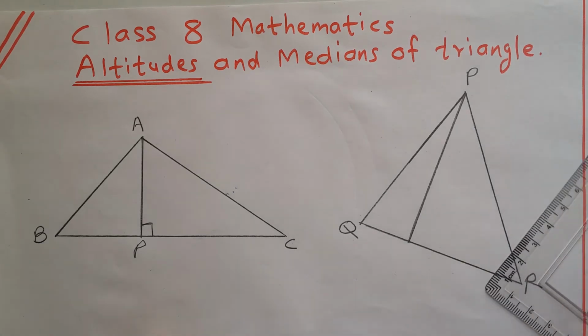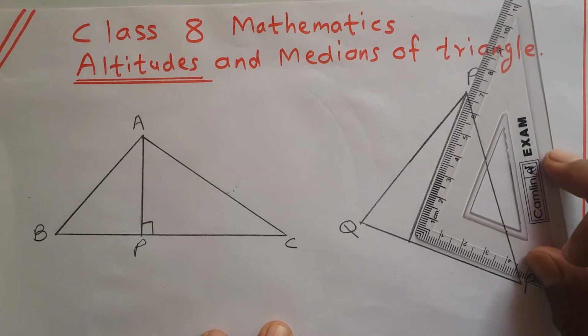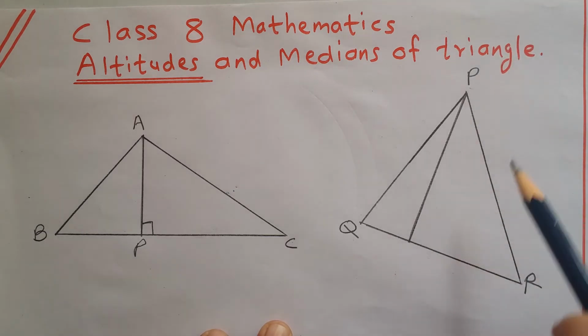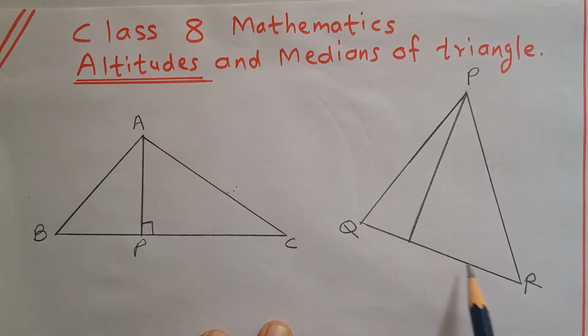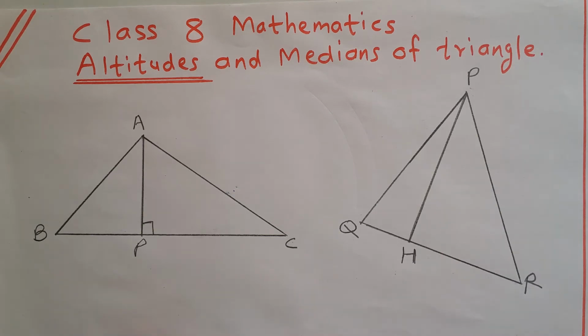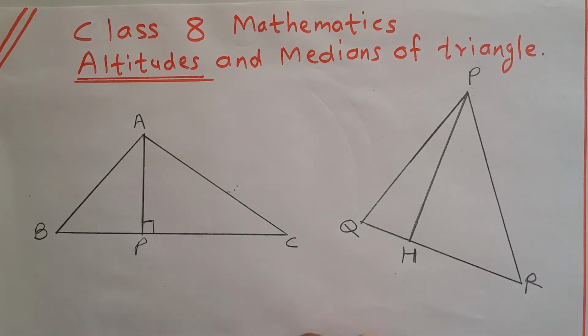Right? So this is the perpendicular drawn from point P on the side QR. If we name it as H, so what can we say? When the base is QR, this is the altitude. Do you understand? In this way we have seen how to draw altitude.